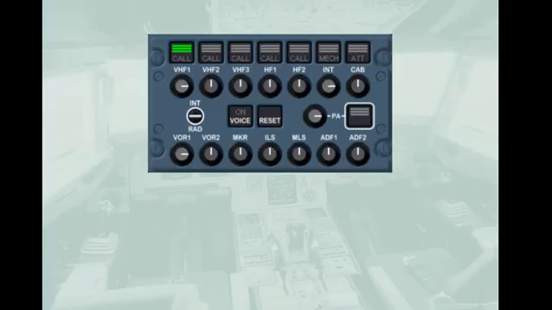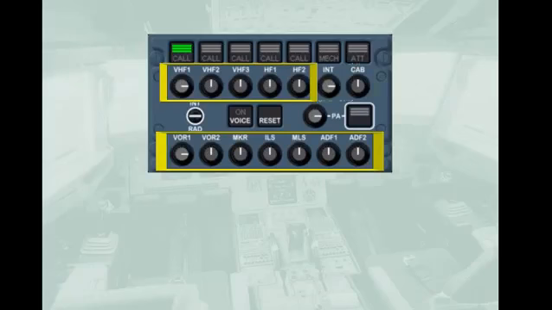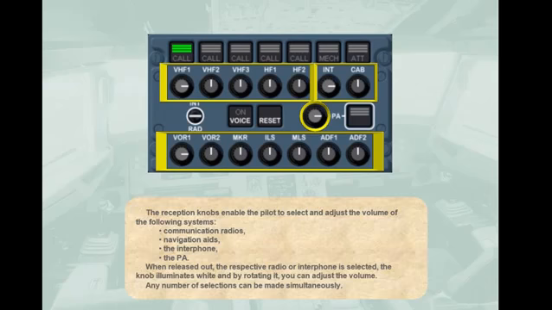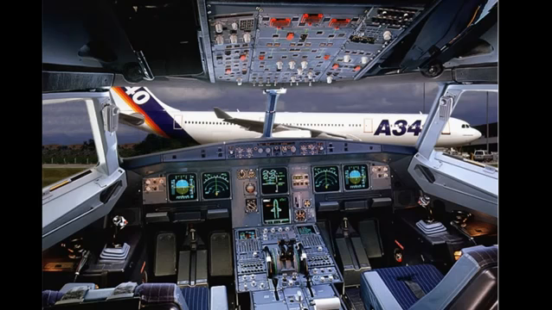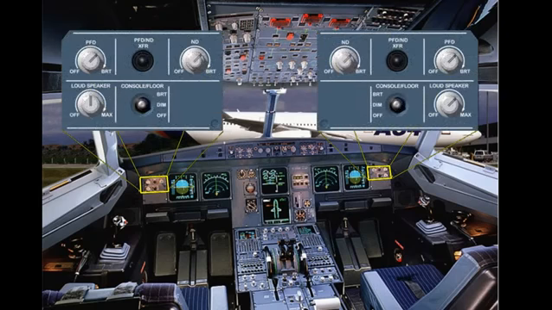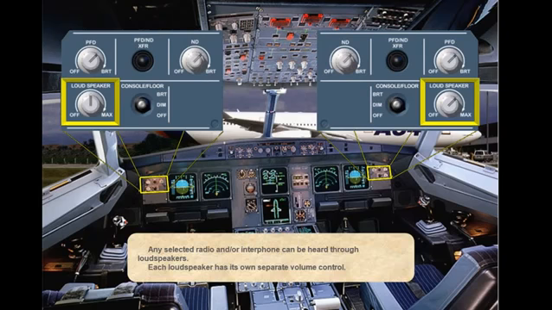The reception knobs enable the pilot to select and adjust the volume of the following systems: communication radios, navigation aids, the interphone, the PA. When released out, the respective radio or interphone is selected. The knob illuminates white, and by rotating it, you can adjust the volume. Any number of selections can be made simultaneously. Any selected radio and/or interphone can be heard through loudspeakers. Each loudspeaker has its own separate volume control.